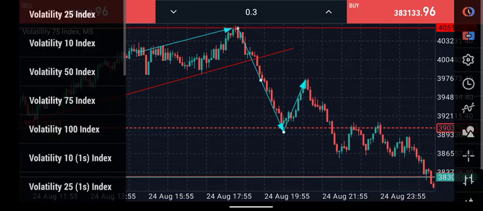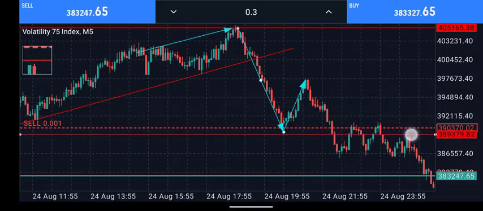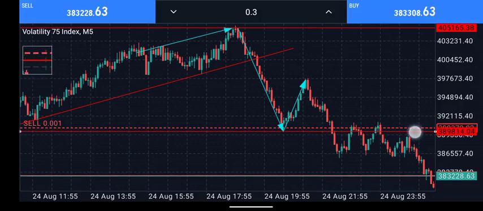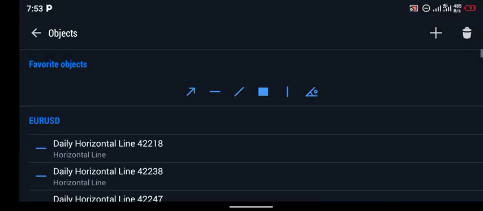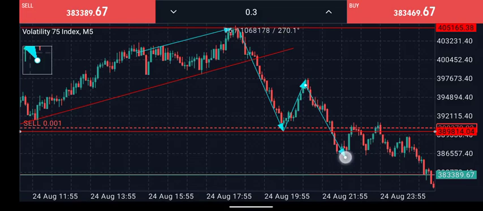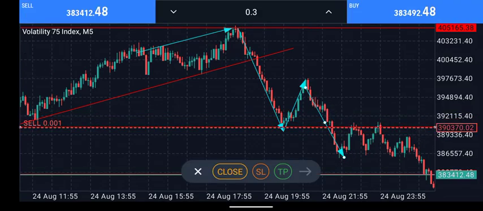Now at the verge of the pulling back, like at that place where it pulled back, I am going to place my line there, which is this place. The reason why I'm placing my line there is because I am waiting for where it will break it again. Don't worry, we'll actually go into it. Immediately it breaks it again, that is where I take my entry from.